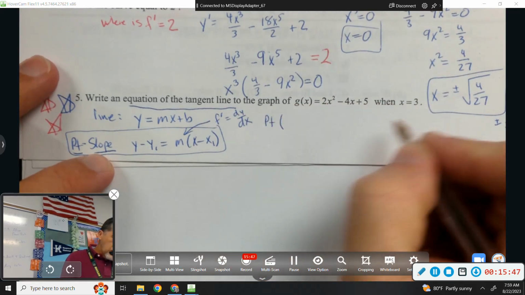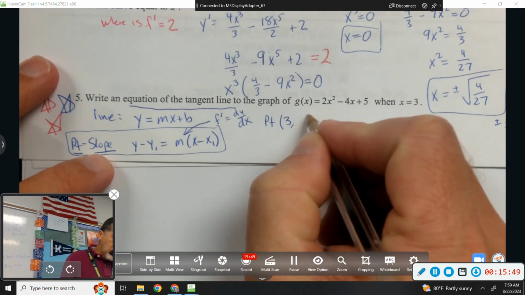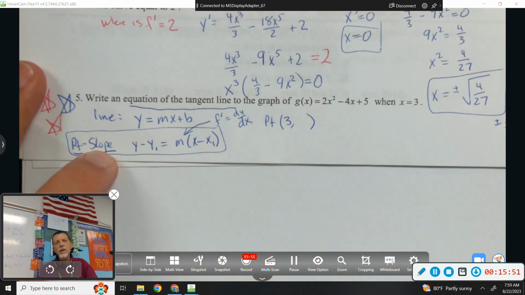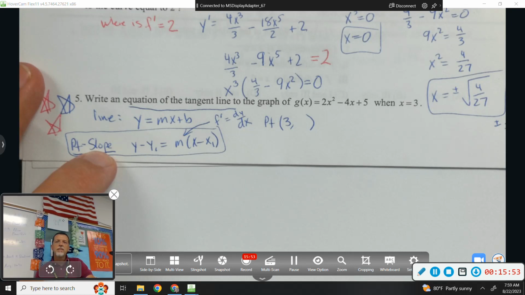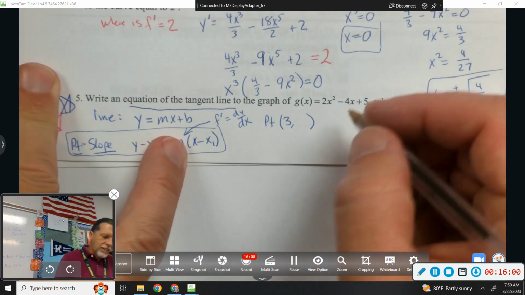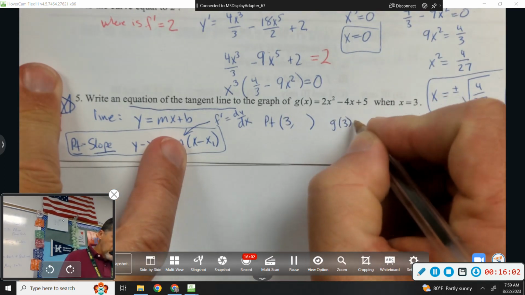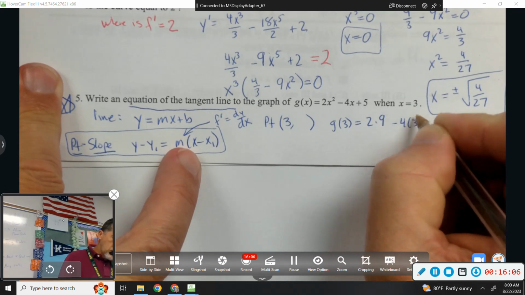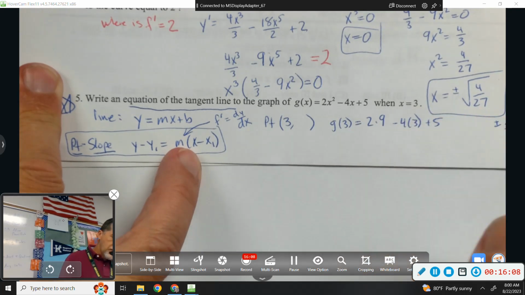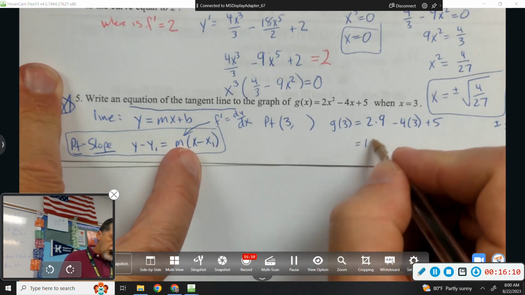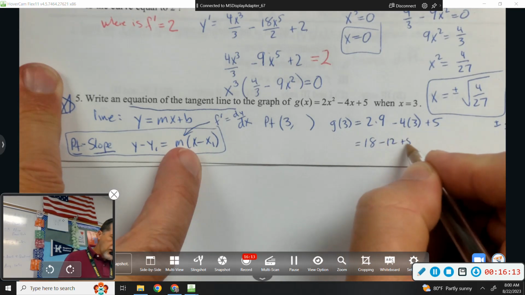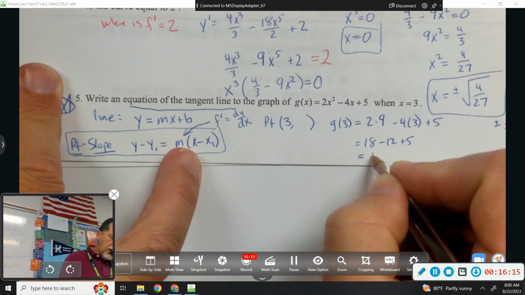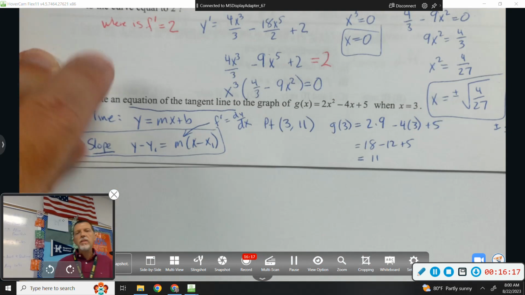So the point, they tell me x is 3. How can I find the y value? If I know x, what can I do to find y? Just plug in 3 for x. So g of 3 is 2 times 9 minus 4 times 3 plus 5. 18 minus 12 plus 5. 6 plus 5 is 11. So there's my point: (3, 11).